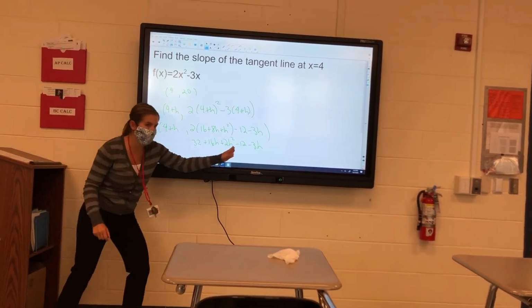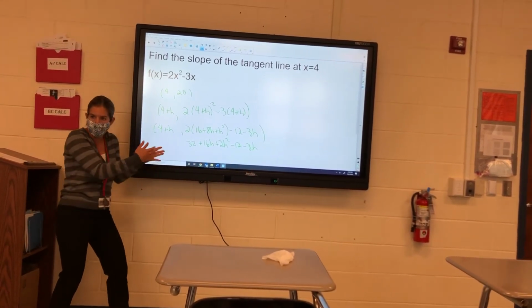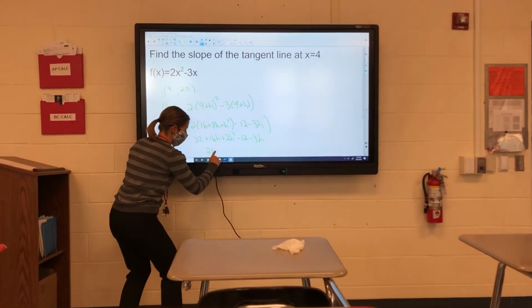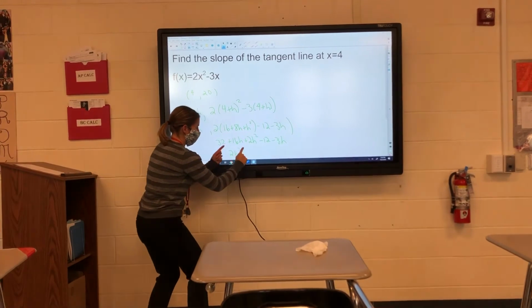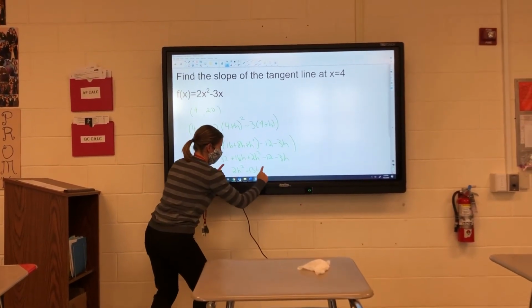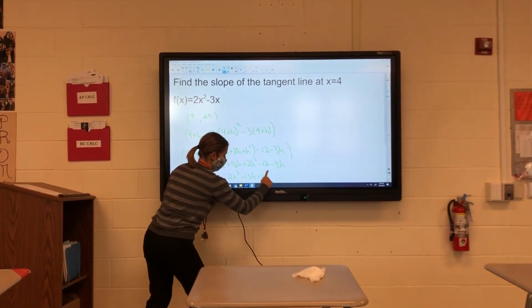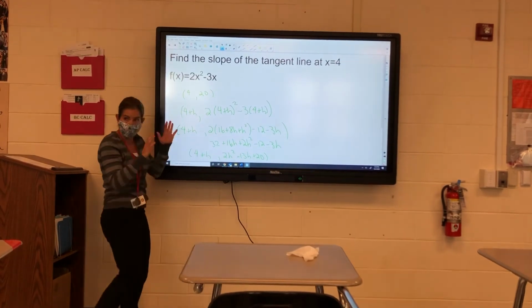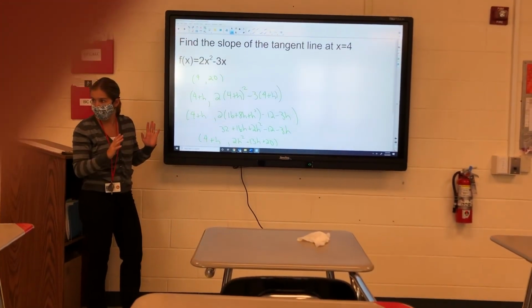Are we okay with that part? Yeah. So now let's combine some like terms here. I'm just going to write it in order: 2h squared, and then you see how we really have 13h, and then 20. So all we did was find the y value. We didn't even do the slope yet, right?